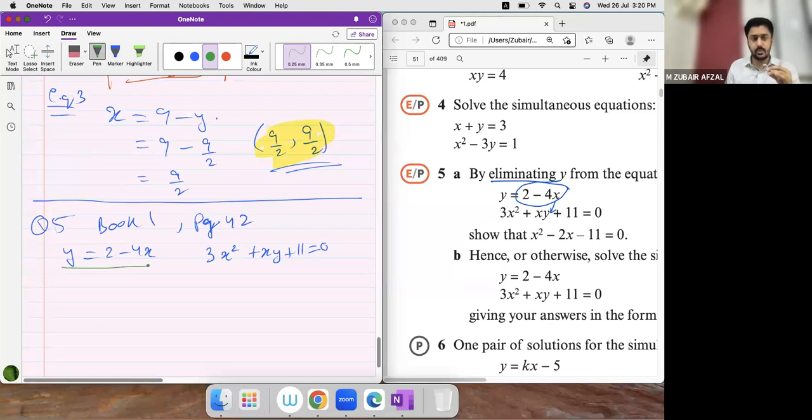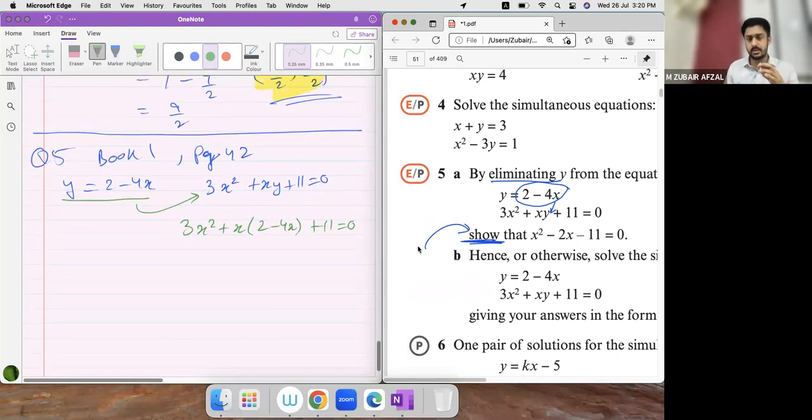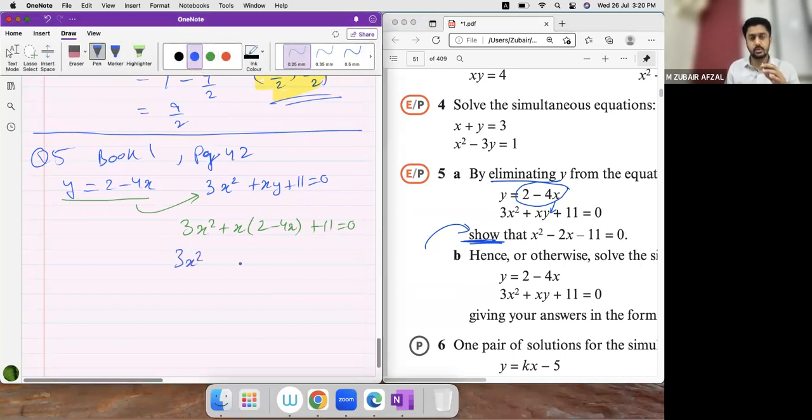So we substitute y in the second equation and we get 3x square plus x times 2 minus 4x plus 11 equals to 0. The questions which always tell you to show are the friendly ones because you have the answer and you know at an earlier stage if you were proceeding in a correct manner. 3x square plus 2x minus 4x square plus 11 equals to 0. Minus x square plus 2x plus 11 equals to 0.